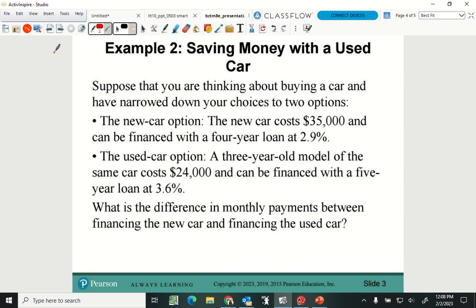All right, example 2, saving money with a used car. Now these ones are slightly different. Suppose you're thinking about buying a car and you've narrowed your choices down to 2 options. New car, $35,000, can be financed with a 4-year loan at 2.9%. Used car, 3-year-old model.